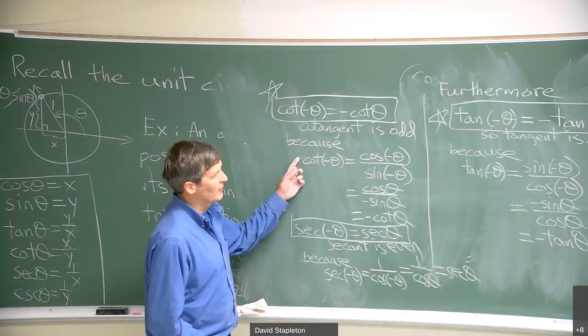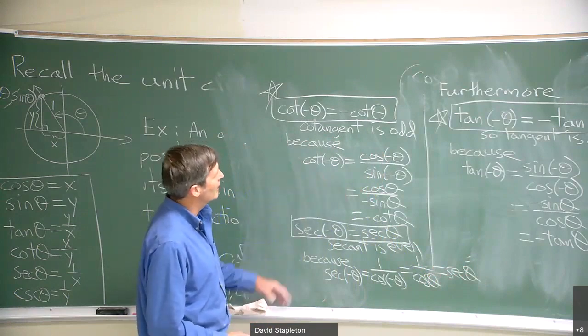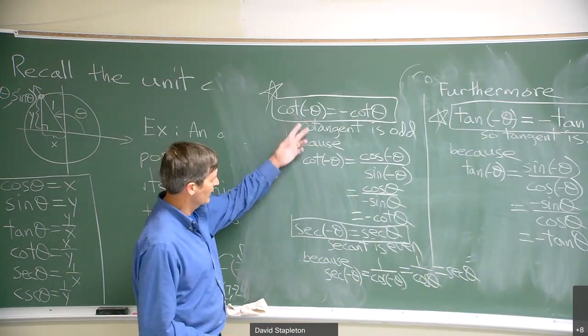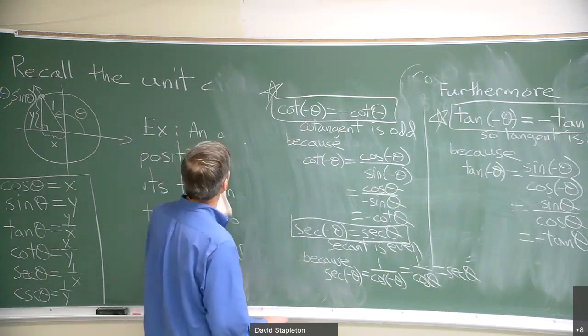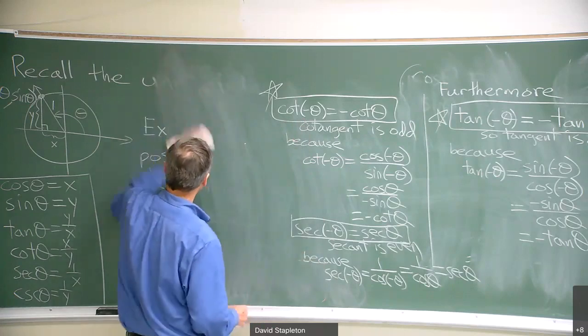All these you can prove once you do sine and cosine on the unit circle, just by using these quotient and reciprocal identities in terms of sine and cosine.